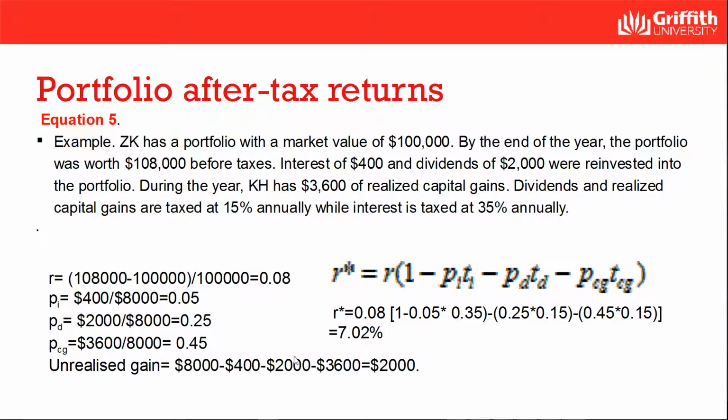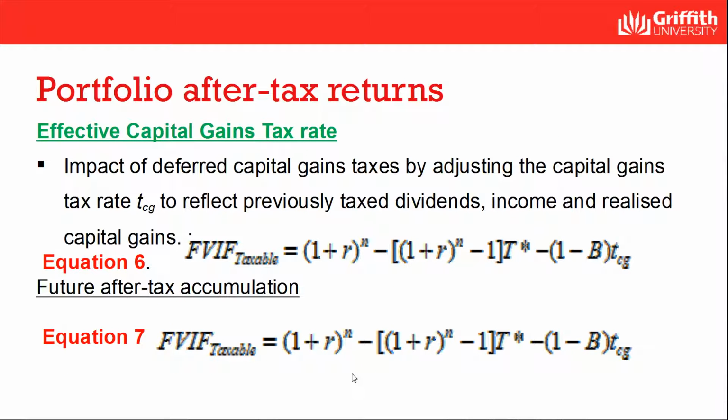Also note that what's left over, the unrealized gain, is $2,000. That's the total gain minus interest, dividends, and capital gain. So, effective capital gains tax rate. A portion of the investment return has avoided annual taxation, and tax on that portion would then be deferred until the end of the investment horizon.